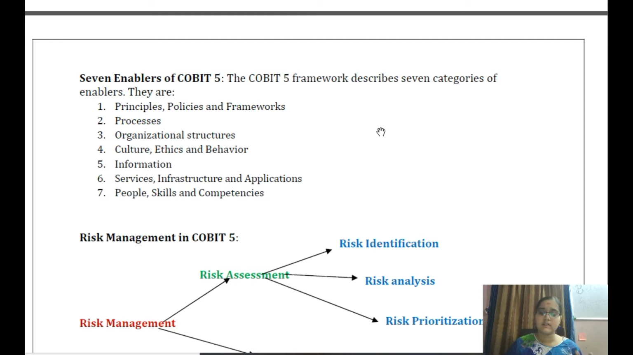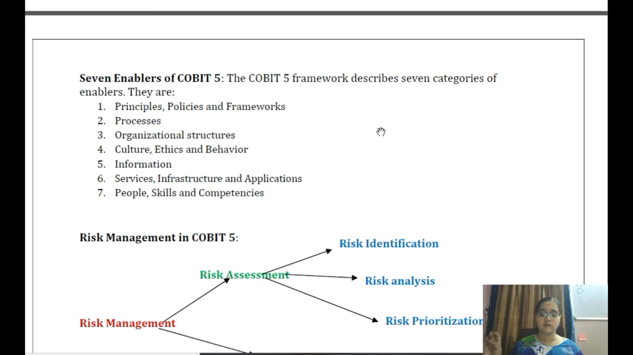Then organization structure is the one which will be deciding the key decision making framework. Then culture, ethics and behavior: it is the individuals of the enterprise and the way in which they behave. It is taken as one of the most important success factors for any business and development. Then what is information? Information, we know, is processed data and it is available across the organization. Therefore information includes all forms of information which is used by the enterprise for making decisions and governing the enterprise IT. Then comes service infrastructure and applications.